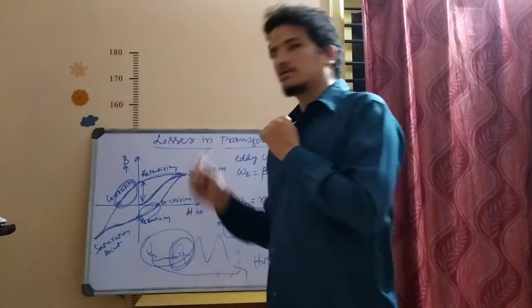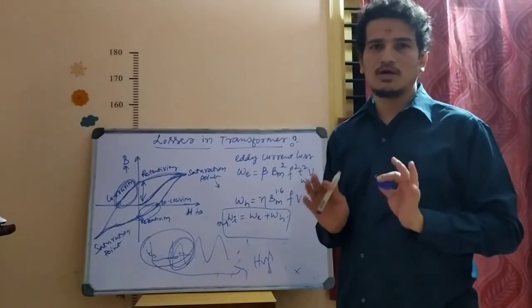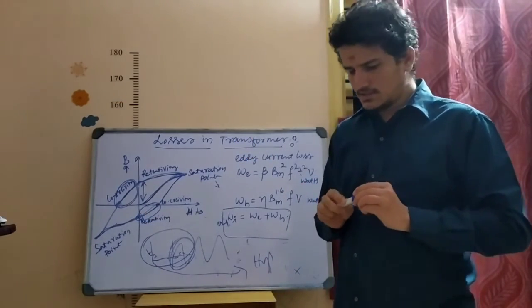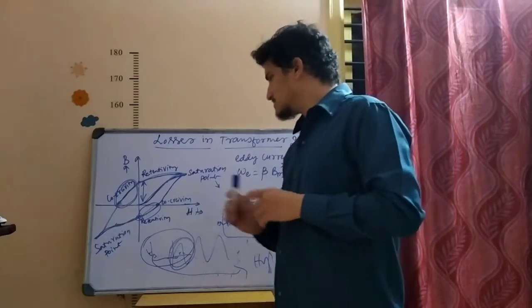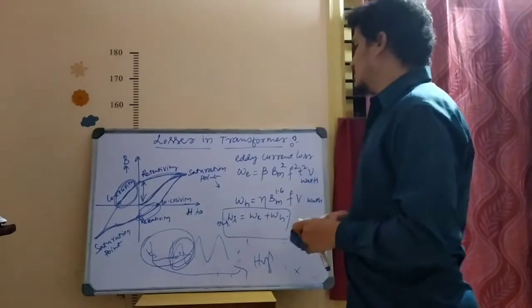This point and this point. I hope you have understood. So during the cycle of magnetization, this loss takes place.